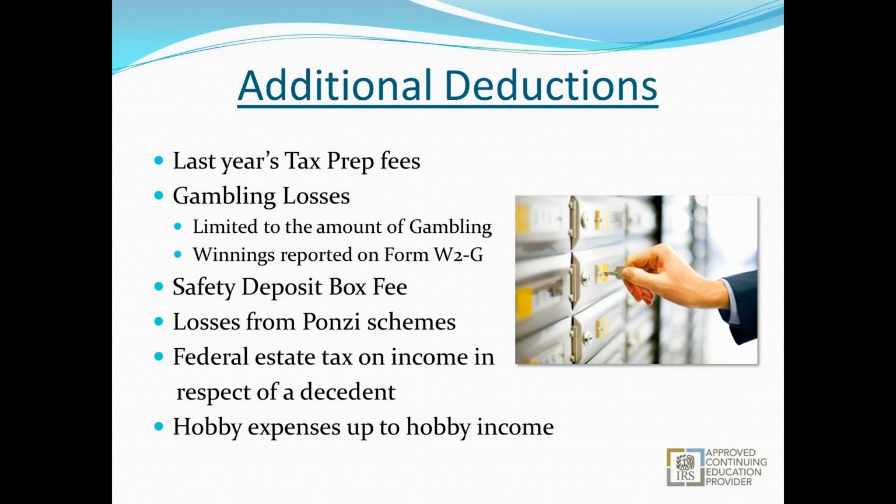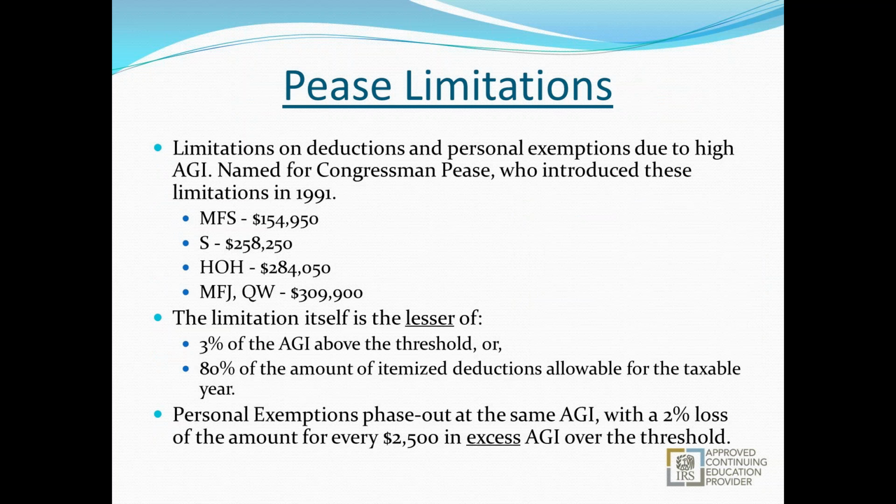Talk about some differences in deductions versus adjustments, due diligence and record retention requirements that we haven't already touched while we've been doing this. One of the first things that have been basically reintroduced over the last couple of years are called Pease limitations. These are limitations on the deductions and personal exemptions for high AGI taxpayers. They're named for Congressman Pease, who had originally introduced these limitations in 1991. They went away with Bush. They came back with Obama.